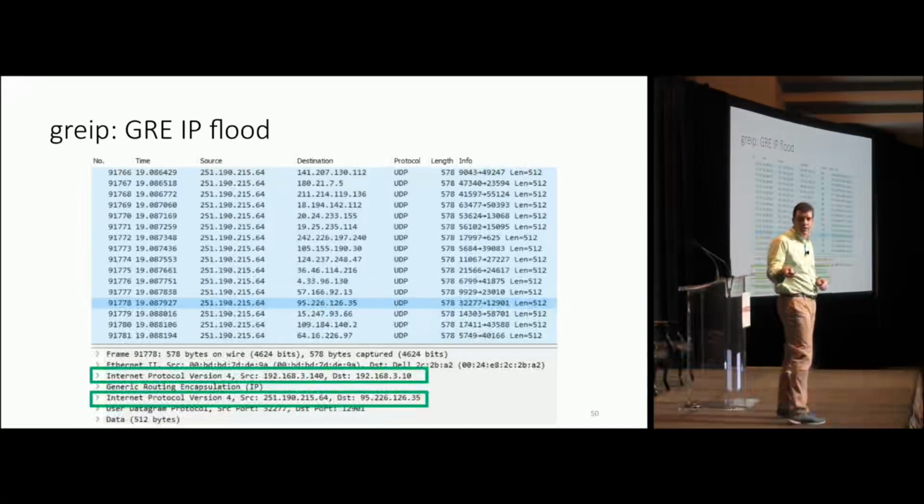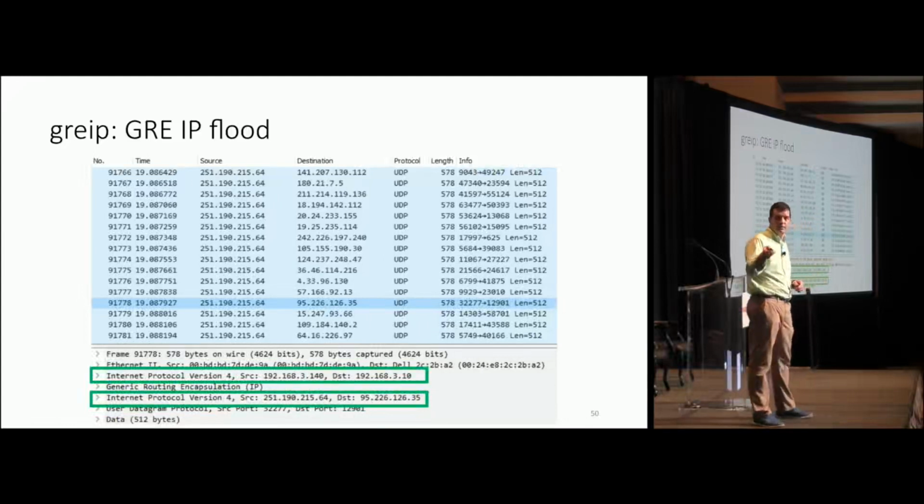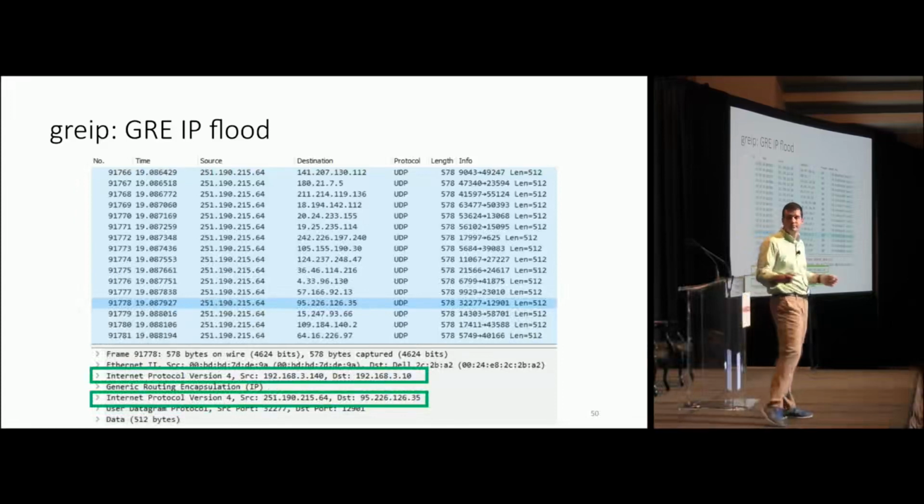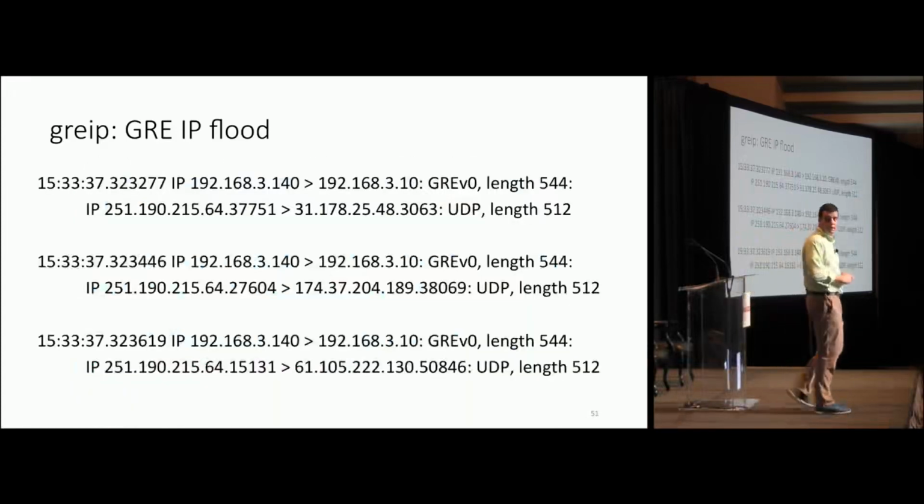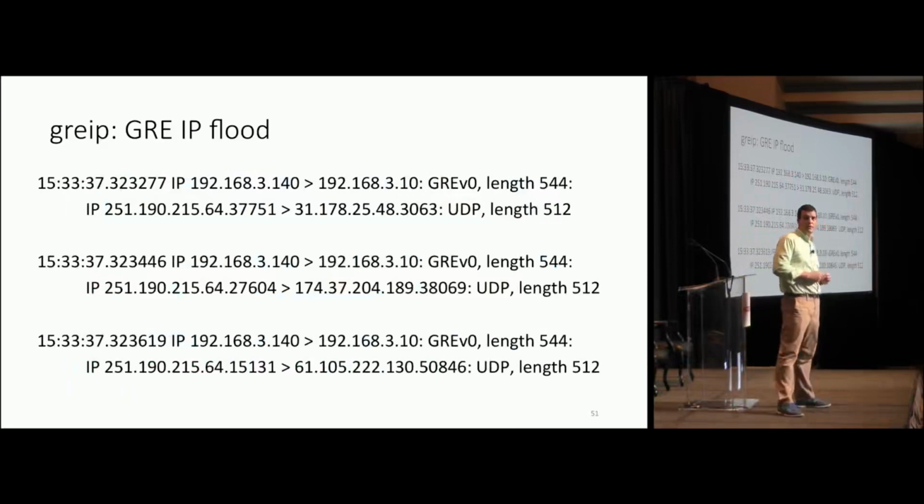Here's an example from Wireshark of the traffic. It immediately decodes it as the tunneled traffic. But you can see in my example here my real source IP, my real destination IP, and there's the tunneled traffic. The destination IP is random in the tunneled payload, so interesting. And in the tcpdump version of it, here's what you're seeing.